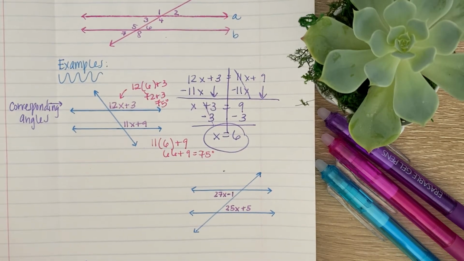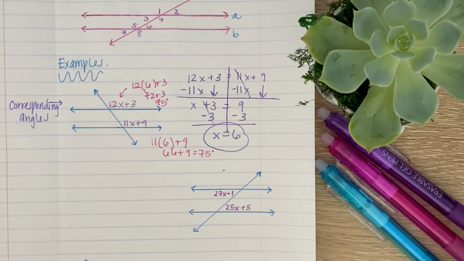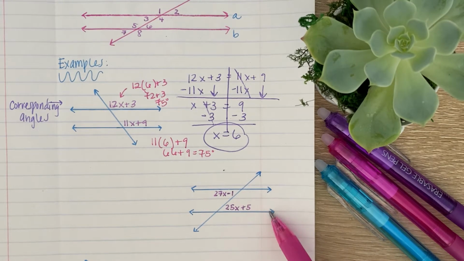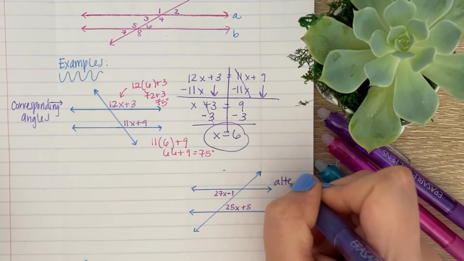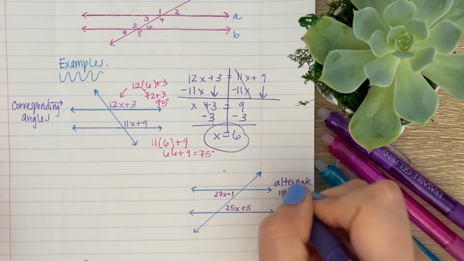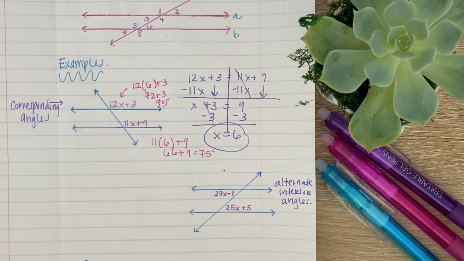Okay, here we have another example. Two parallel lines cut by a transversal, but now we have this angle and this angle. So we have to determine what kind of angles these are. Looking at this, they're on opposite sides of the transversal on the inside of our parallel lines, making these alternate interior angles.